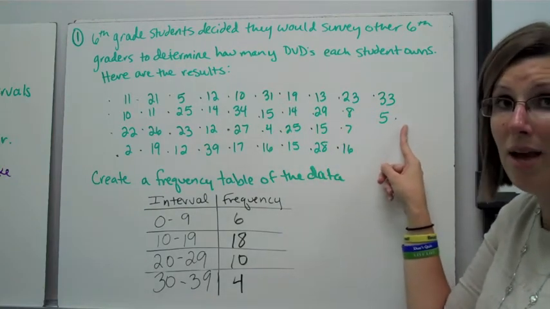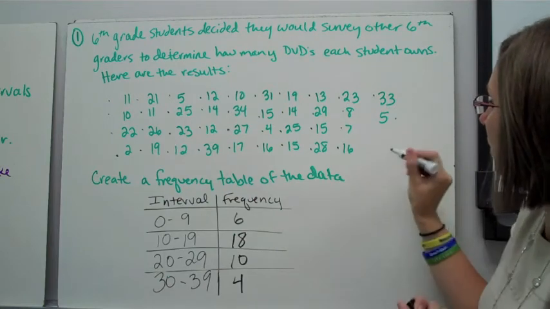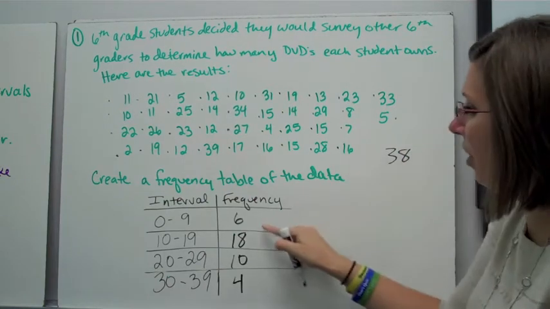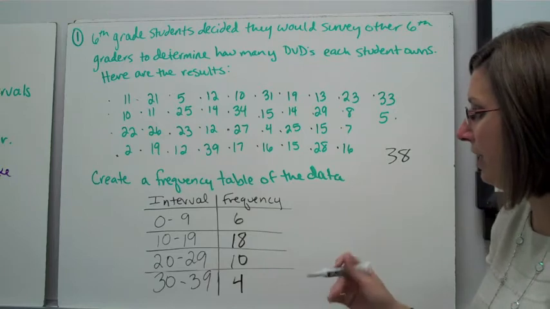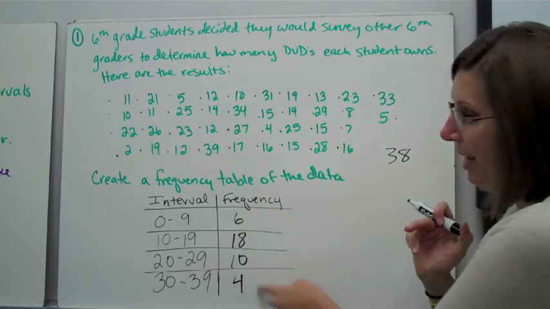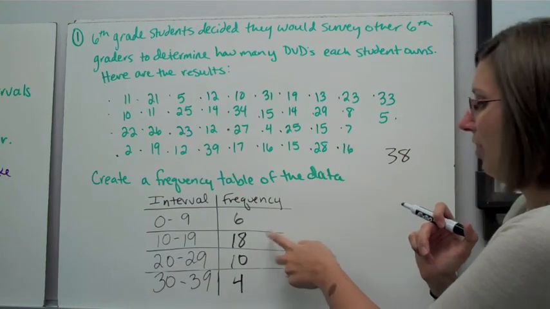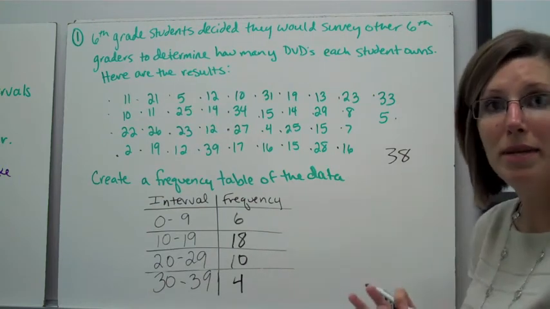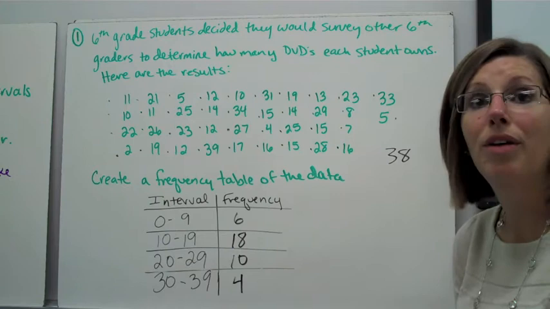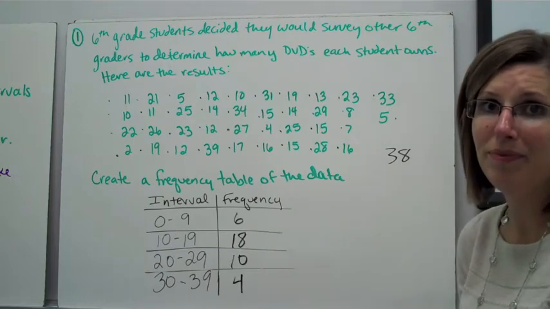I've got 38 pieces of data. So what you need to do is make sure your total here adds up to 38. So 6 and 4 make 10. 10 plus 10 is 20. 20 plus 18 is 38. So I've collected all my pieces of data and I've organized them into a frequency table.